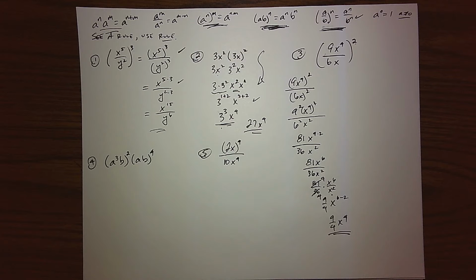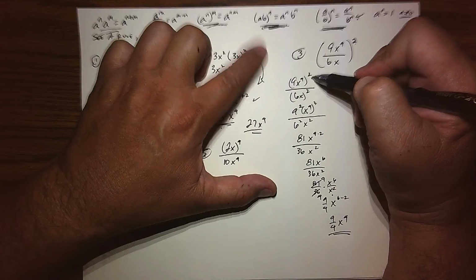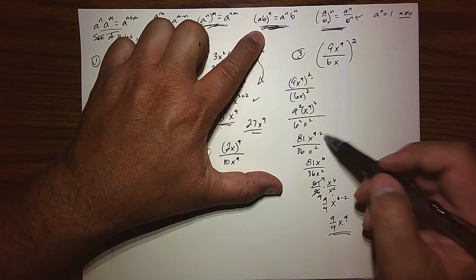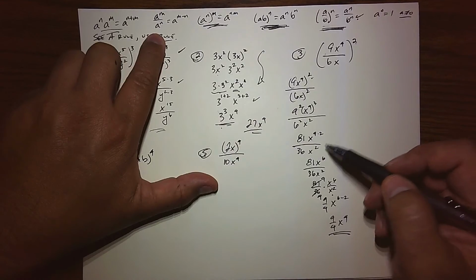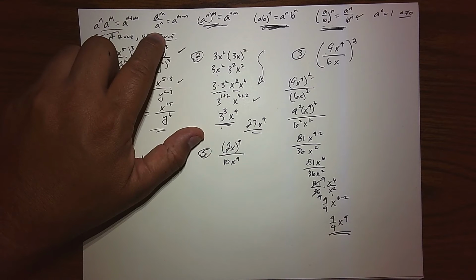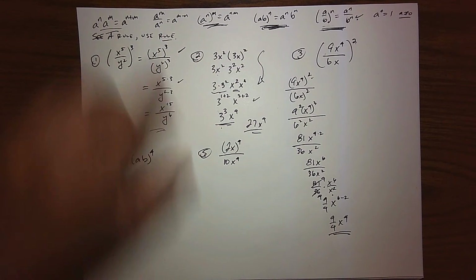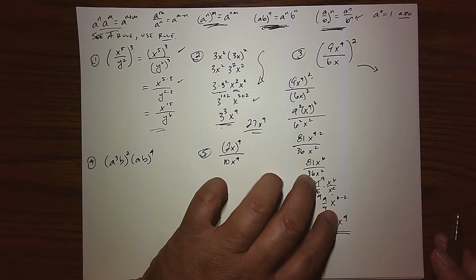That one was on steroids because we used power of a quotient. We ended up using the power of a product. We ended up using the exponent of an exponent. And we ended up using the quotient rule. So, on steroids. However, what I like about this one is there's actually another way we could have done this, right?